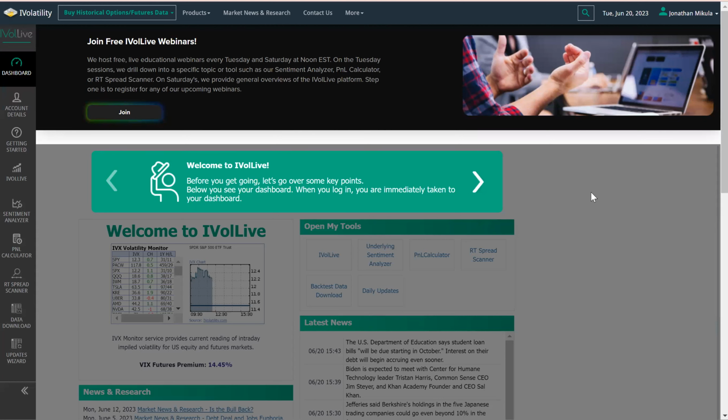On these Tuesdays, they tend to get pretty busy, so you might hear me pause periodically to let people in. But for the most part, we'll use some specific examples today to drill down into different use cases for the real-time spread scanner. To simulate the experience if you've just joined us as an IVolLive user, I logged out and logged back in right before this webinar.